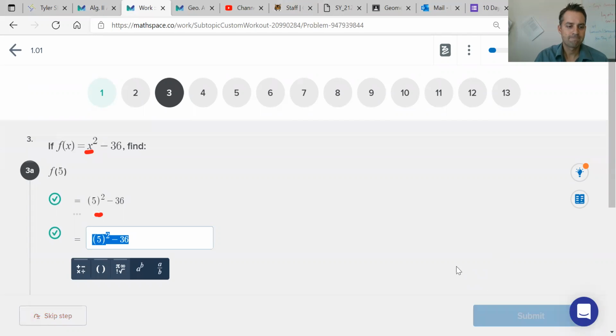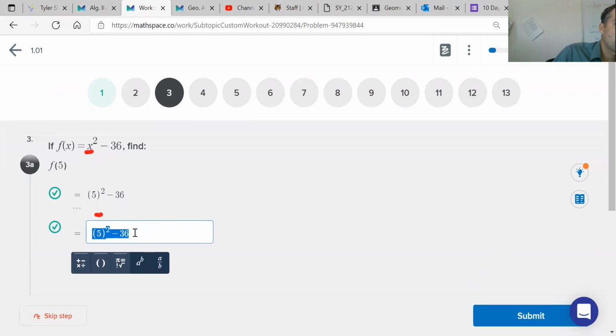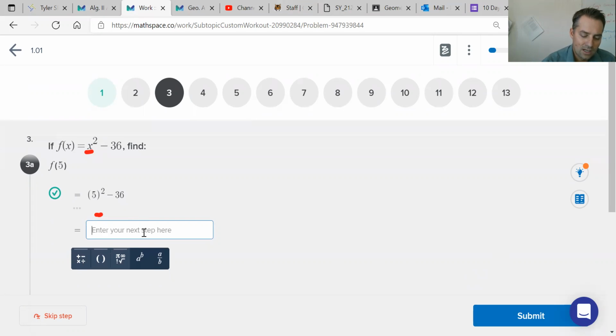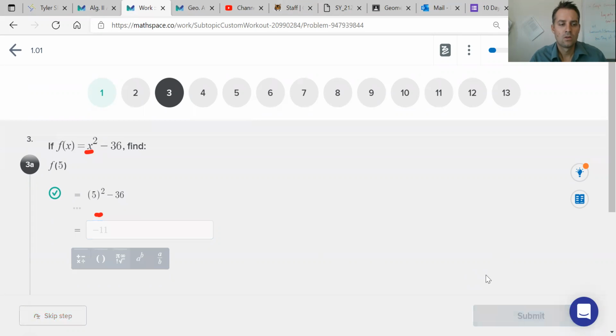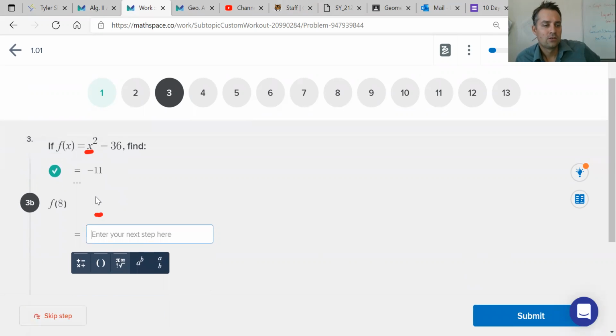So you submit it, and they say, yes, you're on the right path, but they want it simplified. So you could do 25 minus 36, because 5 squared is 25. You get negative 11. Okay. So now they want us to plug in for 8. So that's going to be 64 minus 36. Should be 28.